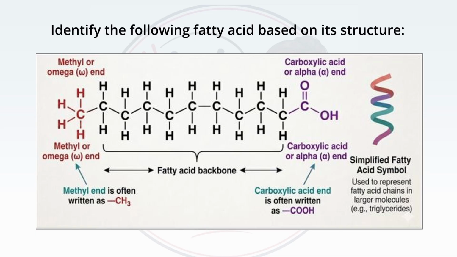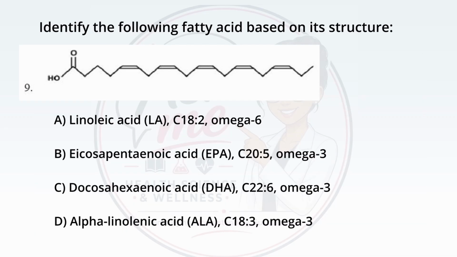Now we have the methyl end. Looking at the structure in front of you, we have the methyl end, and then we have the fatty acid backbone, right? And then we have the carboxylic end, which is the alpha end. Now, if we have, say, a double bond in between them, this makes them unsaturated fatty acids. Without the double bond, they are saturated. So, let's go into our question.